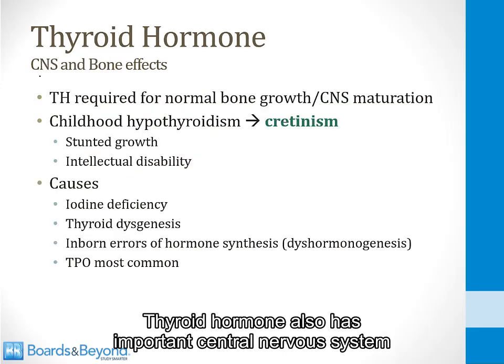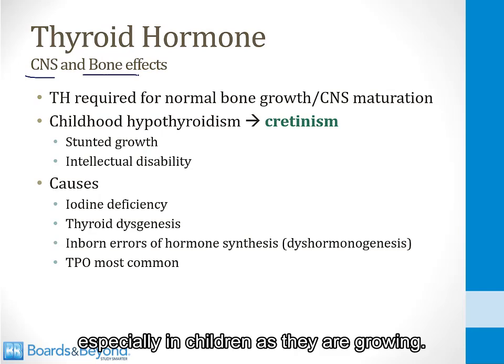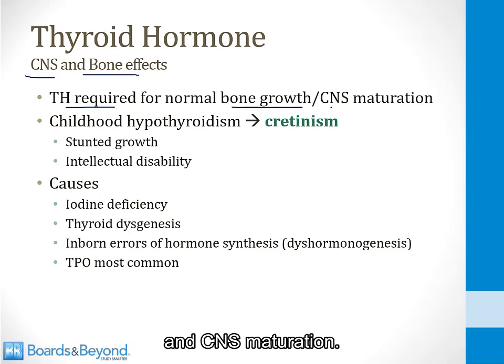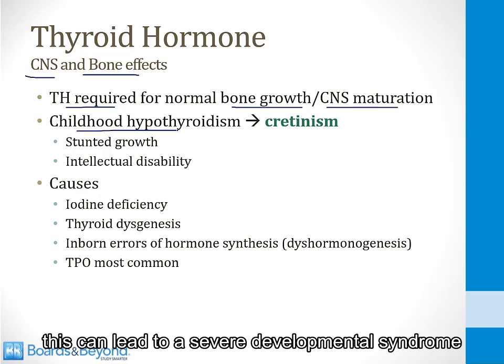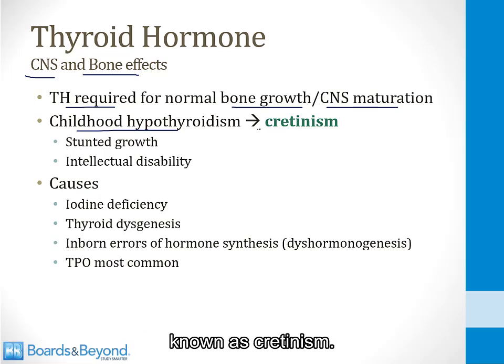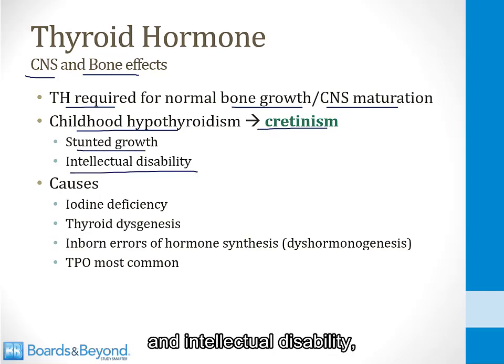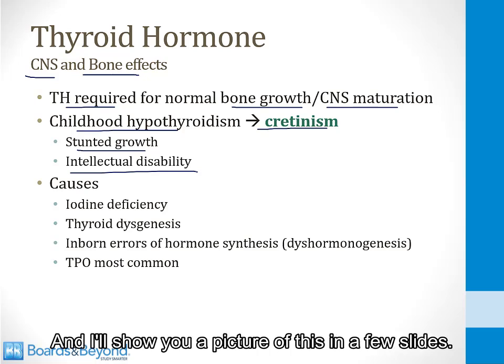Thyroid hormone also has important central nervous system and bone effects, especially in children as they are growing. Thyroid hormone is required for normal bone growth and CNS maturation. And so if hypothyroidism occurs during childhood, this can lead to a severe developmental syndrome known as cretinism. Children with cretinism have stunted growth and intellectual disability, along with a number of other features, and I'll show you a picture of this in a few slides.